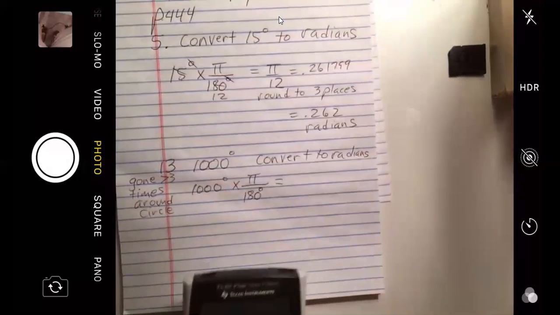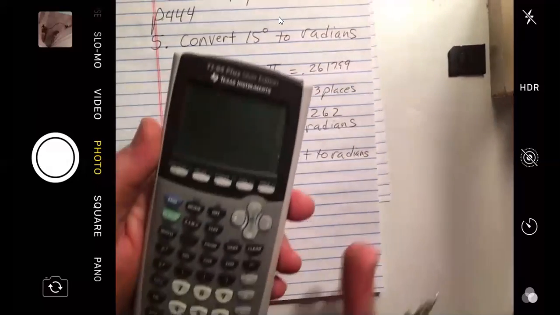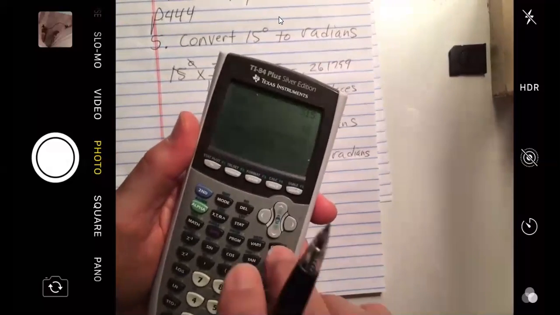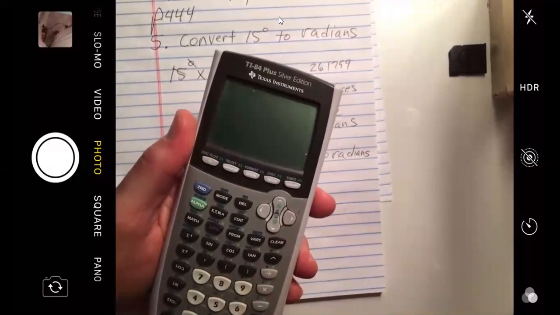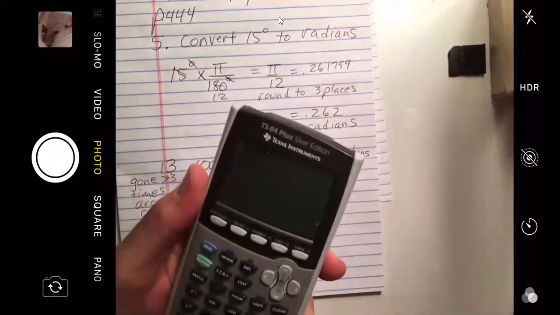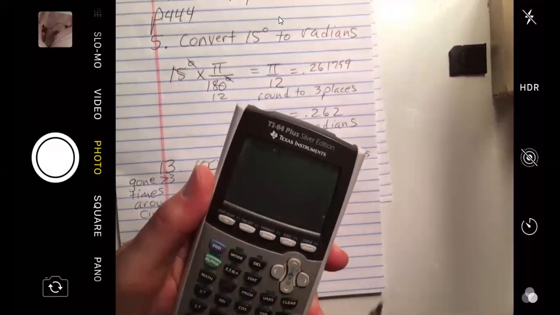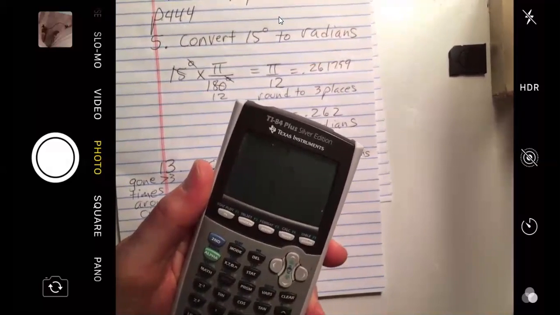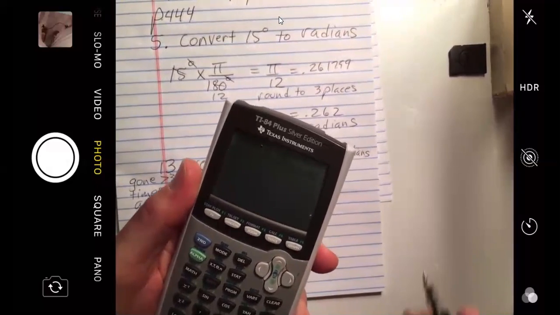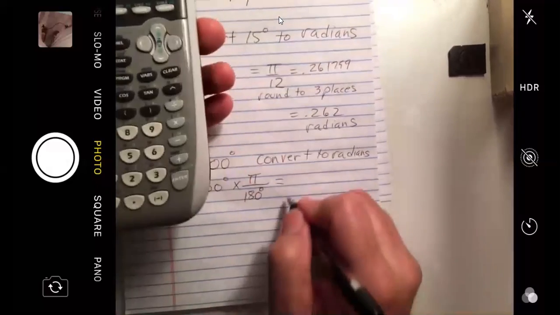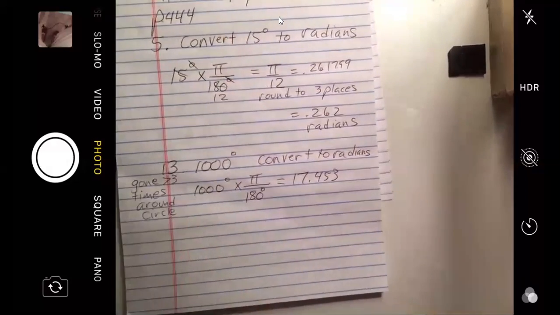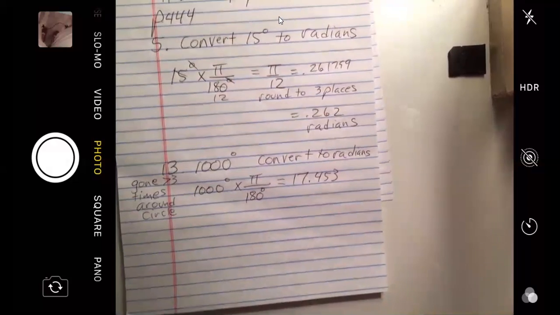Now you're going 1,000 times pi over 180, and I have reversed it. So 1,000 times pi and divided by 180. Okay, you're at 17.453 radians. Notice I don't put any circle or anything. I don't even put an R. This is by definition in radians.